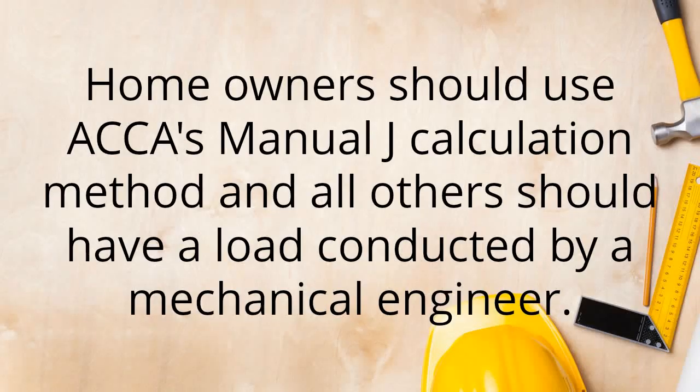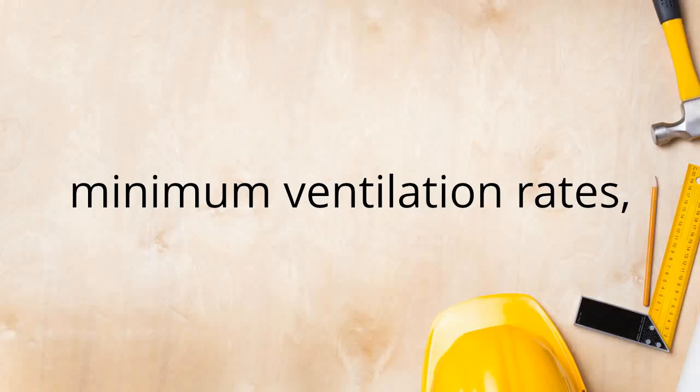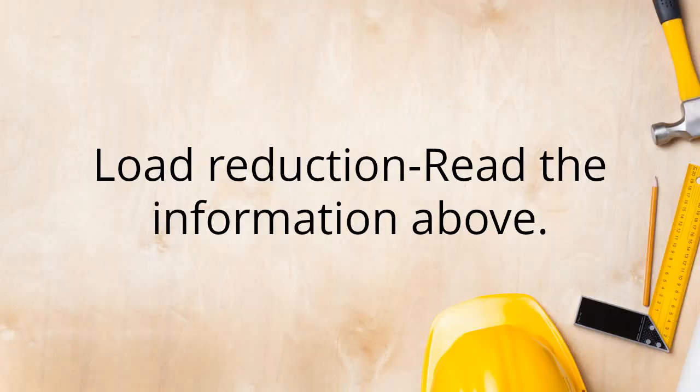Homeowners should use ACA's Manual J calculation method, and all others should have a load conducted by a mechanical engineer. Commercial buildings have more requirements related to code conformance, minimum ventilation rates, etc., and are individual to each building. Load reduction: read the information above.